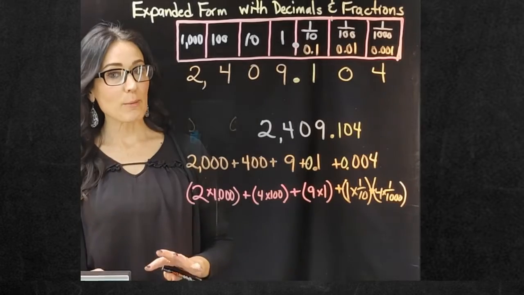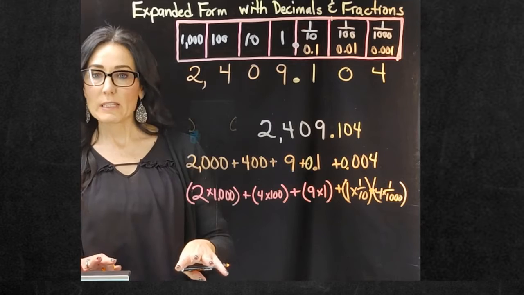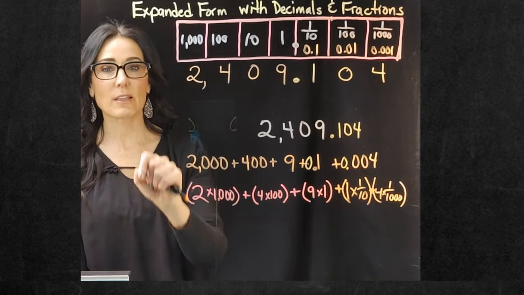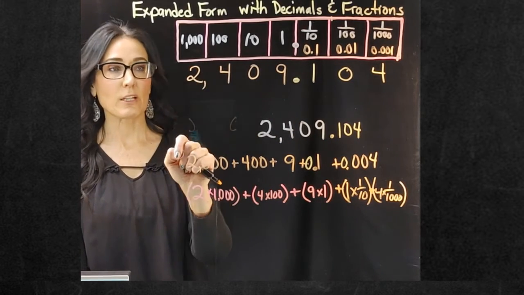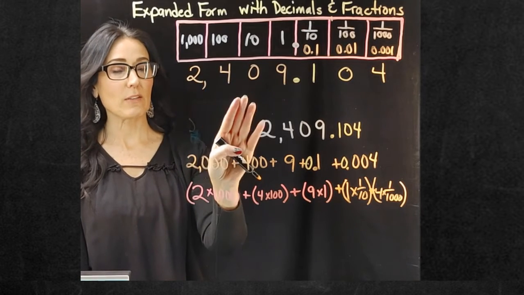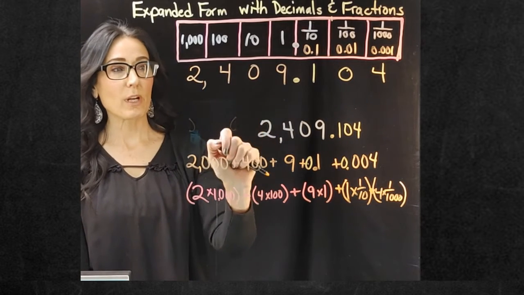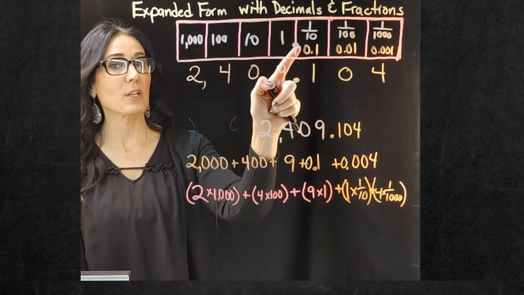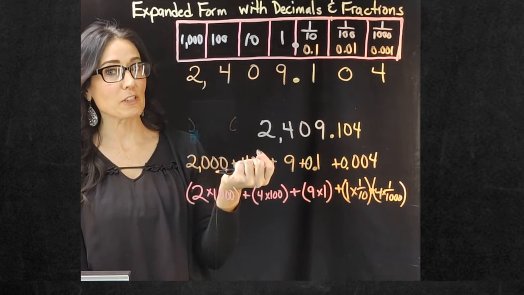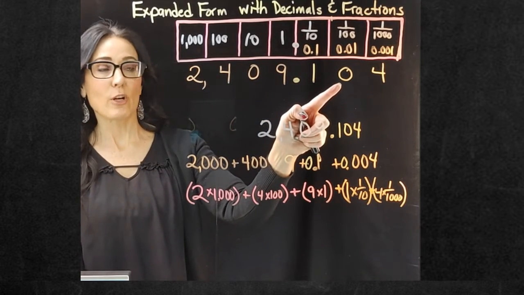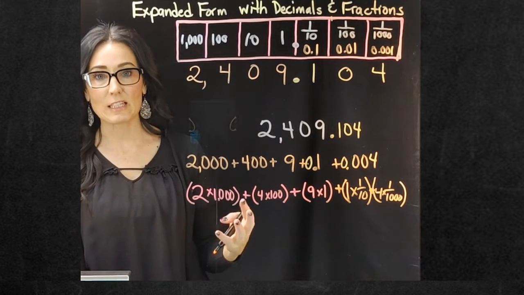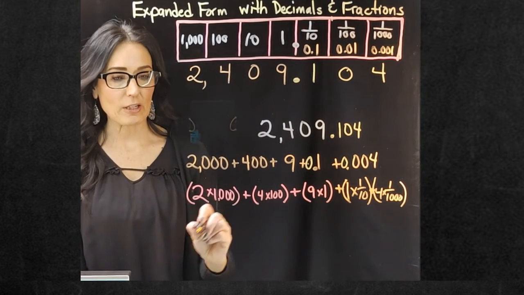Now we can do the same thing with decimals. So let's go ahead and take a look. So again, we take each one of these place values. We take 2 times 1,000, 4 times 100. We have no 10, so we'd leave that blank. 9 times 1, 1 times 1/10, or 1 times 0.1, depending on if it's a fraction or decimal. We have no hundredths, so we leave that blank. We take 4 times 1,000ths using the decimal model. So let's go ahead and take a look at that.